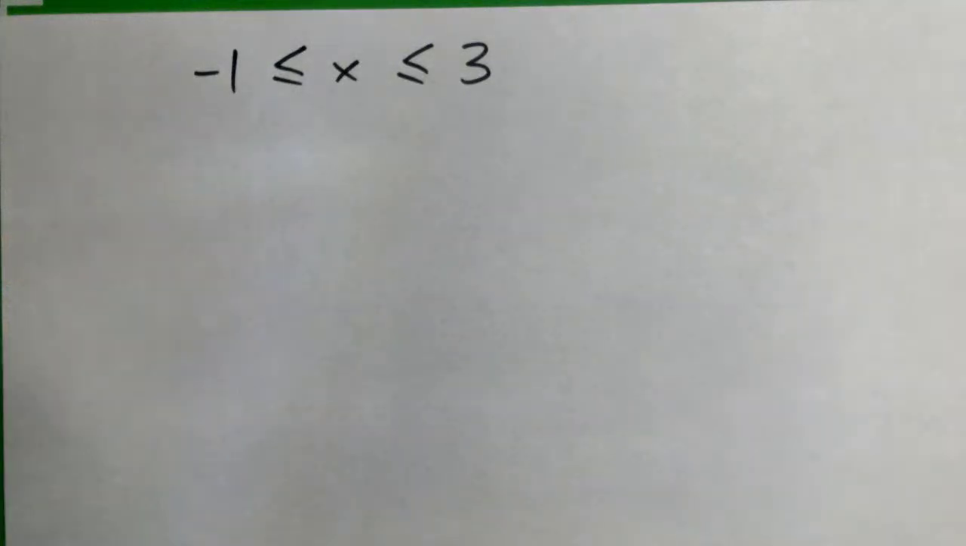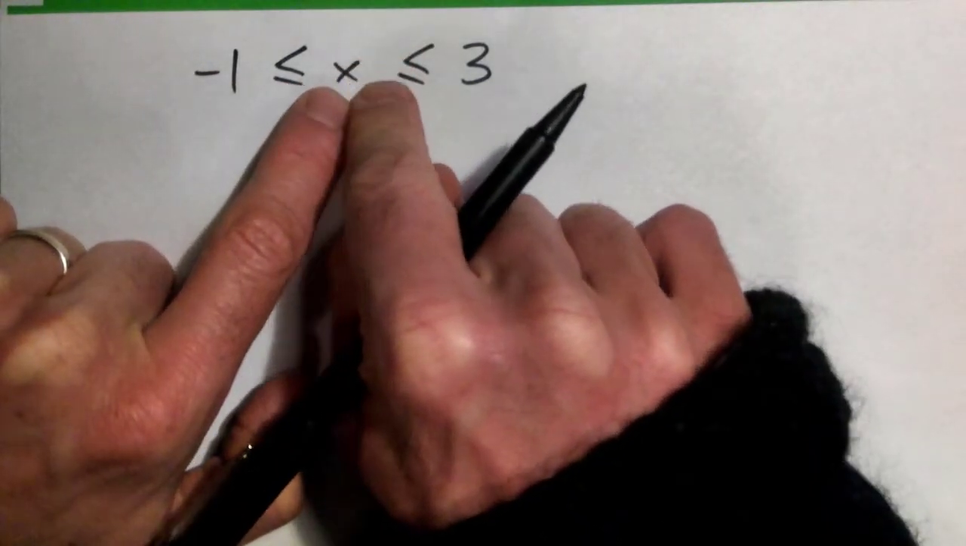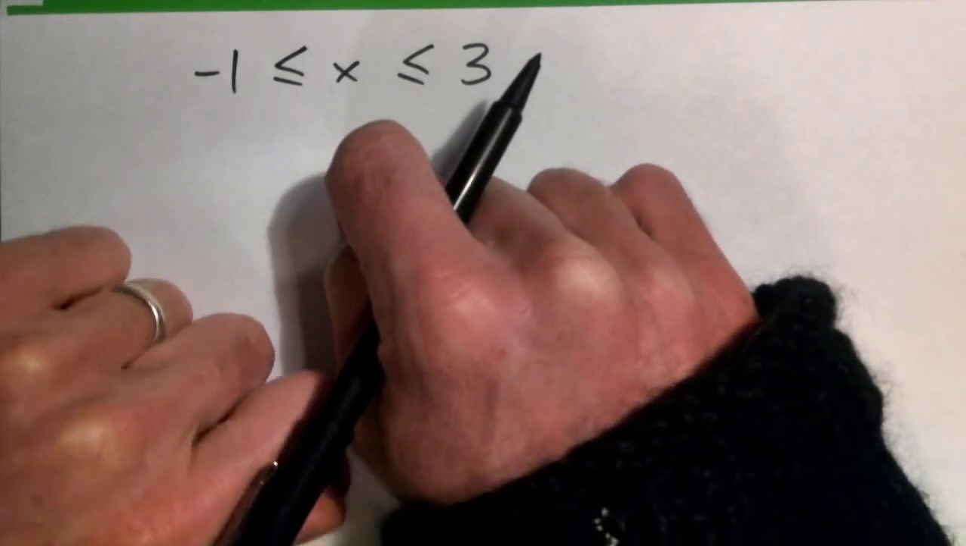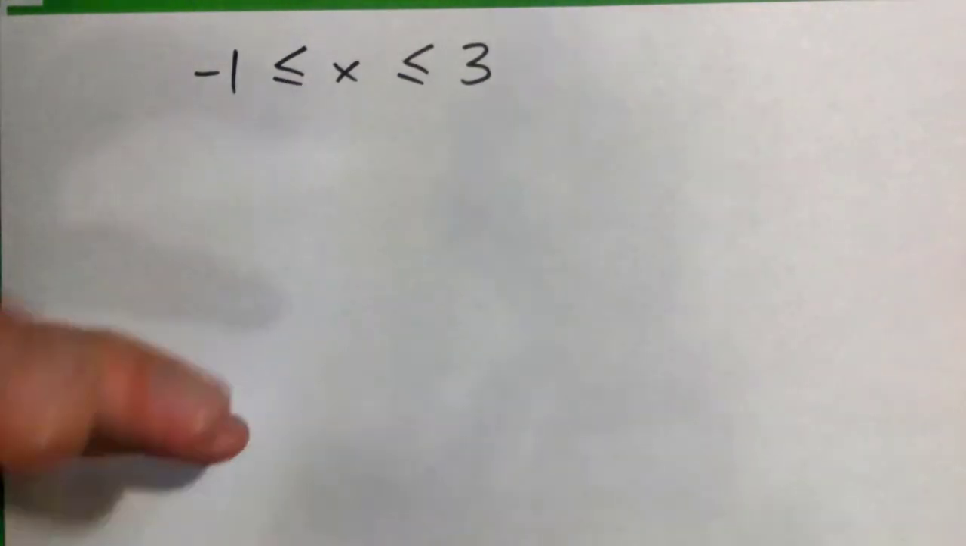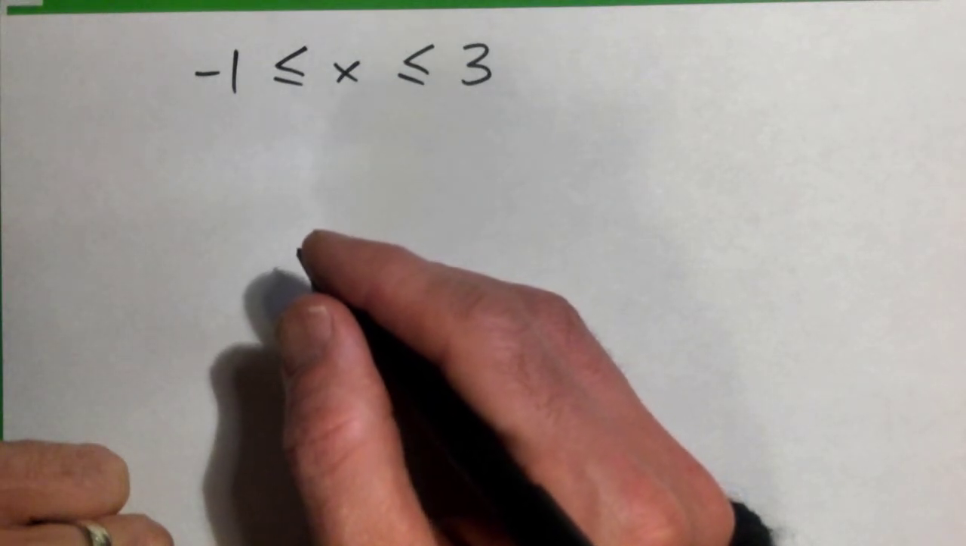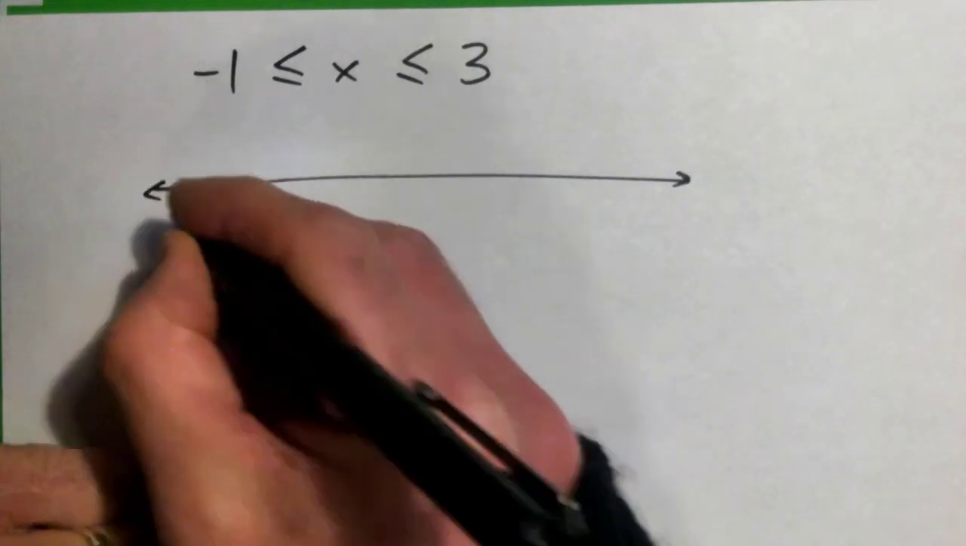So -1 is less than or equal to x, and x is less than or equal to 3. Make sense? So we have a range of numbers. We've got to put it on a line graph and also give the interval. So let's do the line graph. Okay, so here's the line graph.